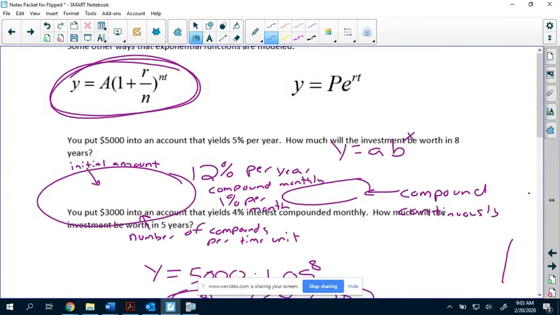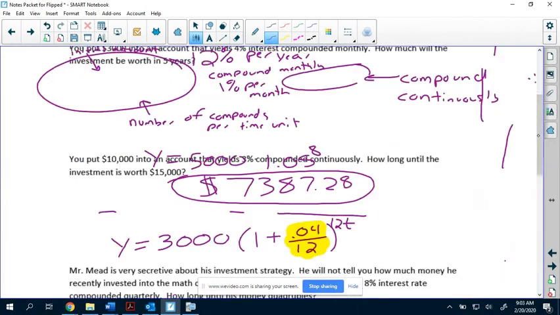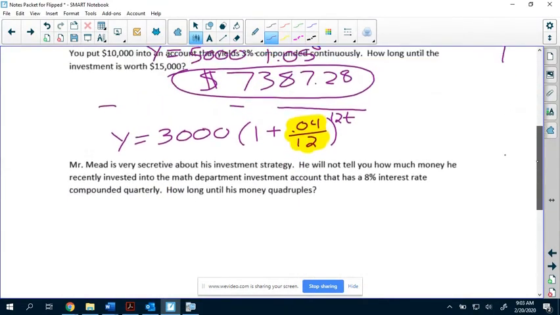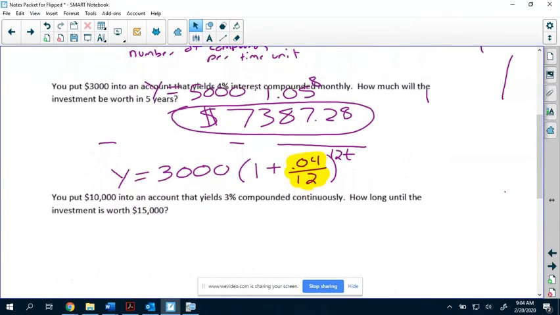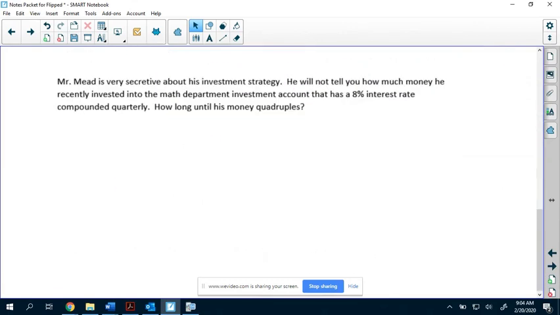This smartboard is not my typical smartboard, and it is not working the way I would expect it to. There we go. Now, it wants to know how long until the account is worth... That's the wrong problem. Let's get back to where we're supposed to be.